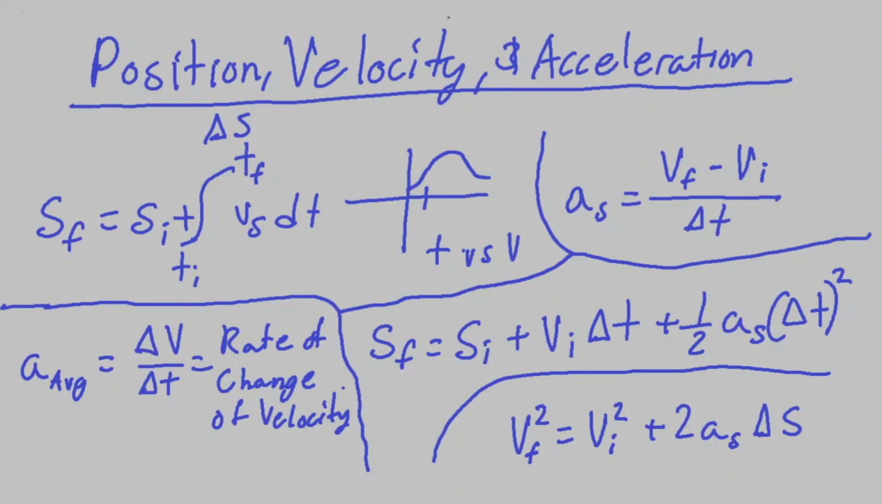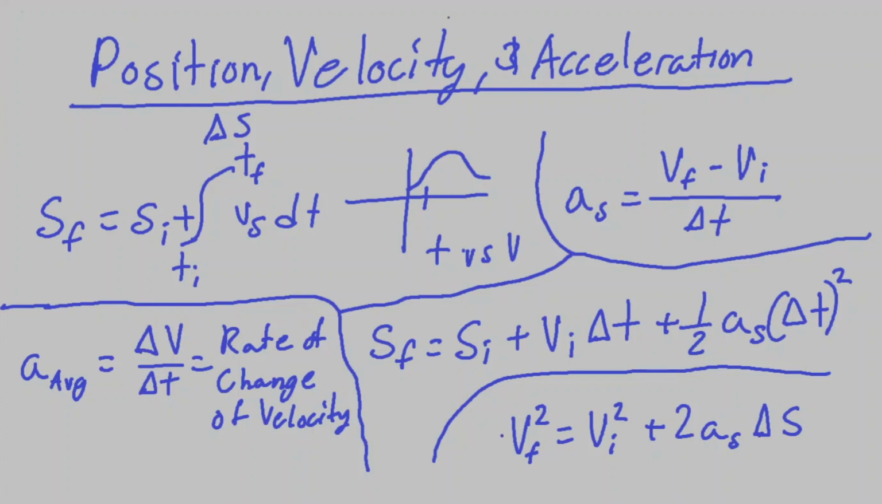And now another way to find the final position is SF is equal to initial position plus initial velocity times delta t plus 1/2 of acceleration times delta t squared. And both of these will be useful, as well as finding out the final velocity.